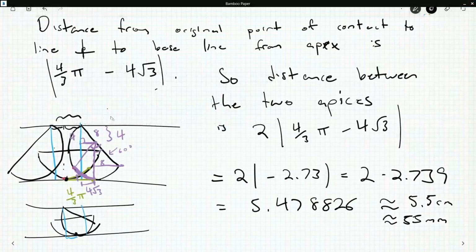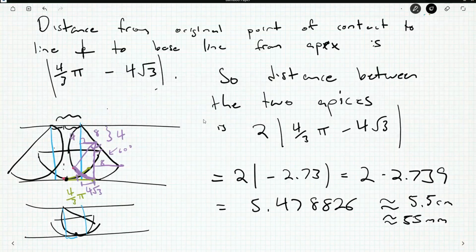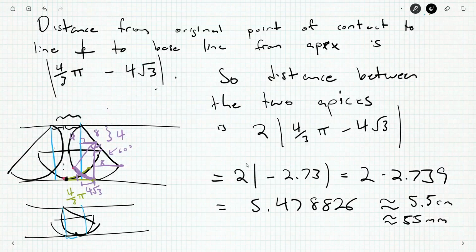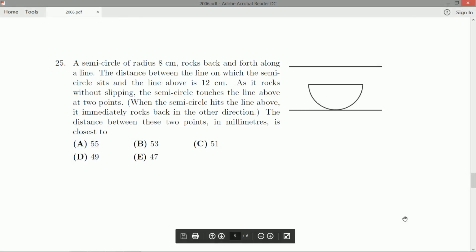It took a little while. I liked that there was the 30, 60, 90 triangle in there. Made some of the calculation pretty easy. But I think the real challenge here was getting the right picture and the right setup to get our answer. And 55 was what? It was A.